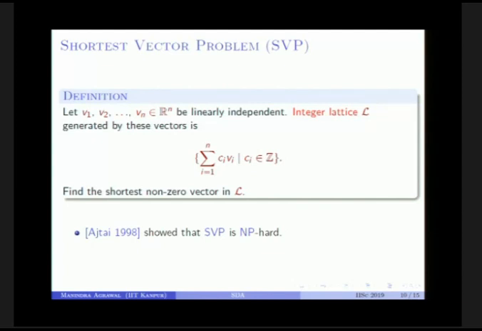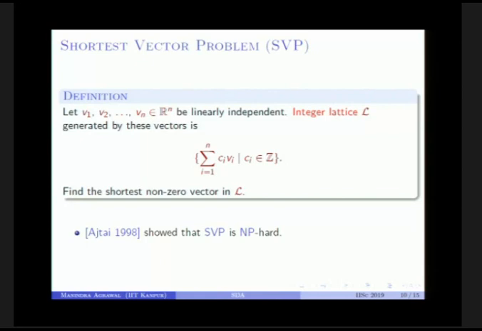This is the n-dimensional real space. In practice, these will be vectors in Q^n, the rational space. But in general, we can take it to be in R^n, and I am specifically taking it to be R^n because I will need this. The integer lattice L generated by these vectors is all integer linear combinations of these n vectors.